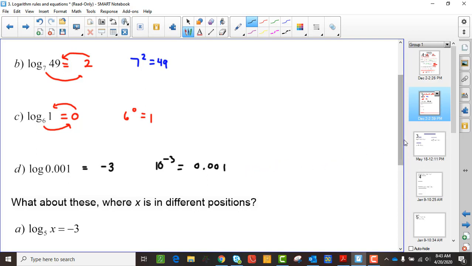So that's the idea of logarithms. It's just finding the power of the base that gives you the argument. So 10 to the minus 3 would be equal to that. So the answer is minus 3.